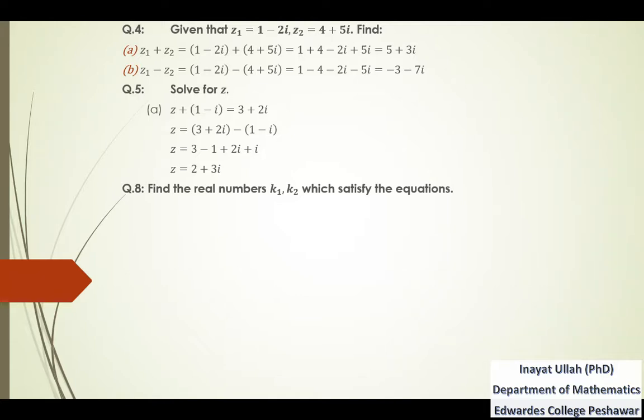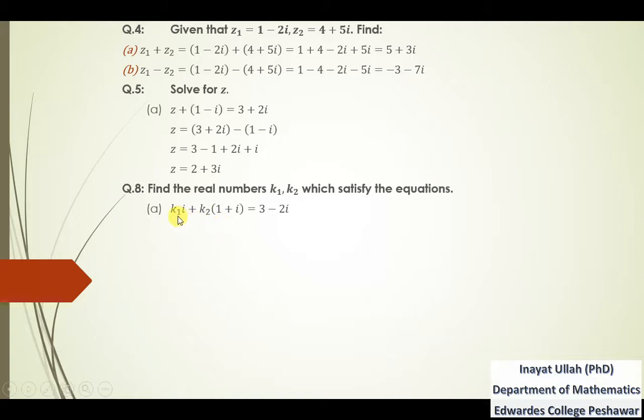Similarly, question number 8 asks us about the values of k1 and k2, and an equation is given to us. How could we find the values of k1 and k2? There are two unknowns, so we need two equations. In the previous question number 5, we had only one variable z, so we needed just one equation. So how could we find two equations from this single equation? We need to compare the real and imaginary parts.